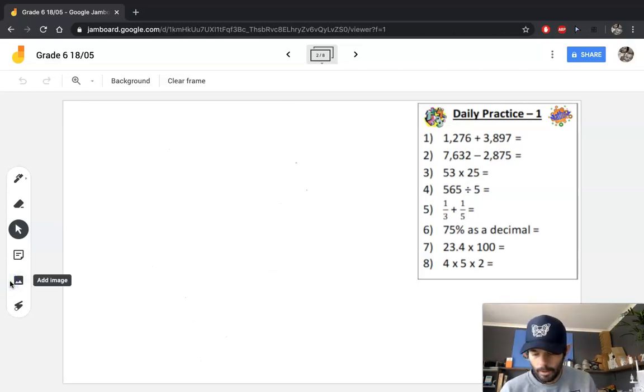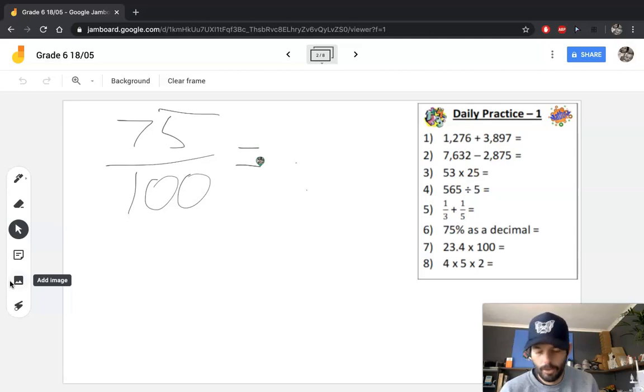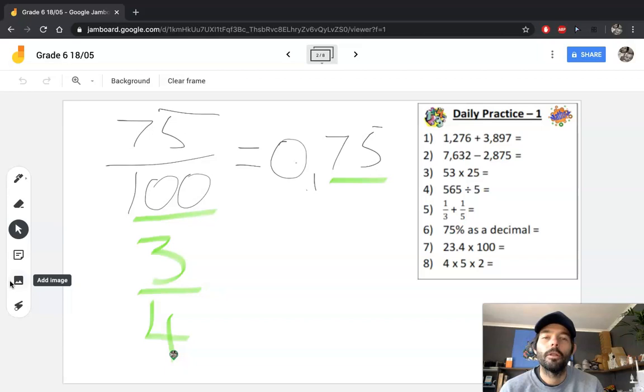75% is a decimal, so we know that percent is out of 100. Okay, and 75 divided by 100 is 0.75. And just remember the check there was however many zeros are in the denominator, that's how many numbers are after the decimal. And we also know that 75 over 100 is 3/4, and we should know that that is 0.75, which is 75%.